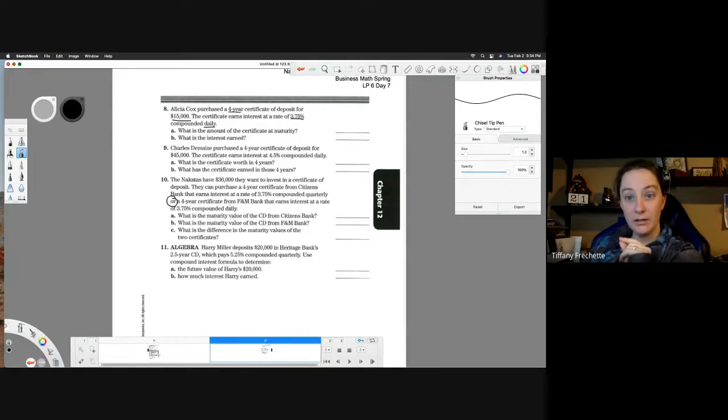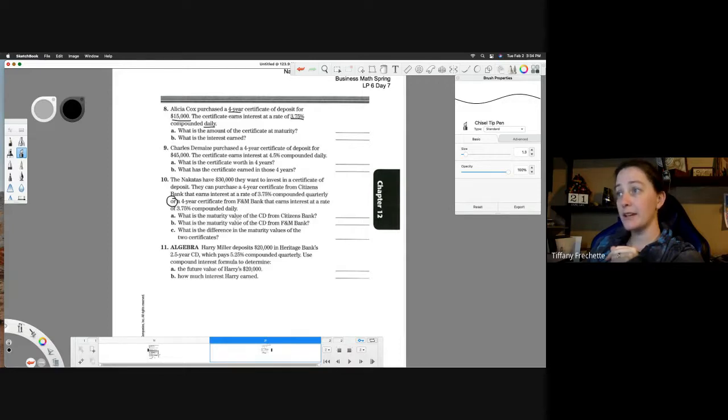Which one is better? It's very similar. They're both 3.75. They're both 4-year, but one's compounded daily and one is compounded quarterly. That's going to make a difference. Because remember, compounded means how many times is the interest being added to the account so that it can actually make interest on itself. So if it's compounded daily, you're probably going to be making more money off of that one. They're not as common, honestly. I'll put that out there. It's not as common to find the interest compounded daily because you make more money off of that one.